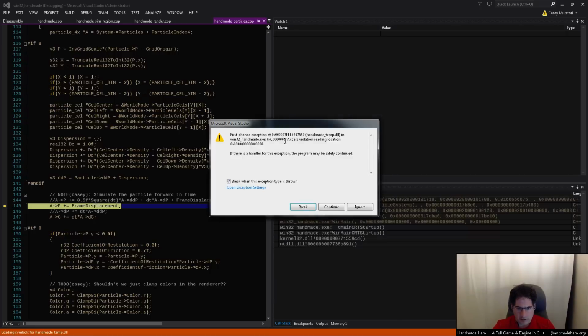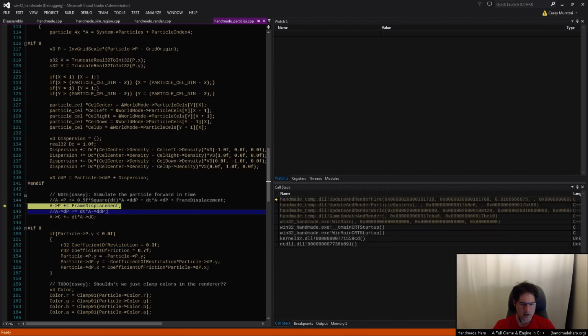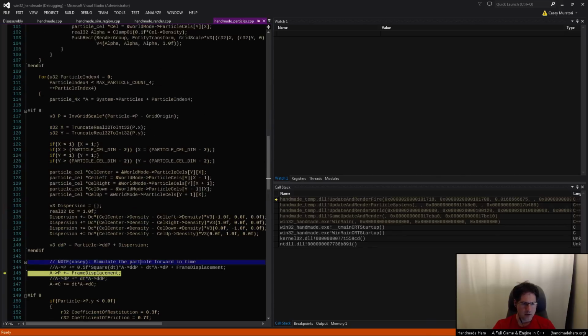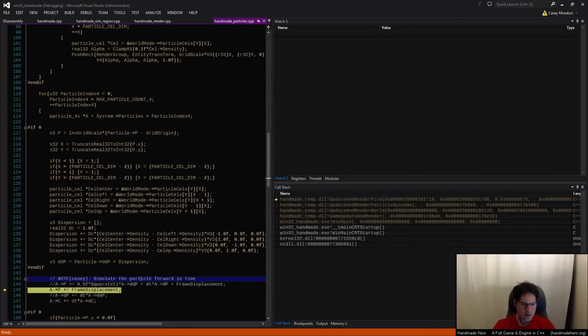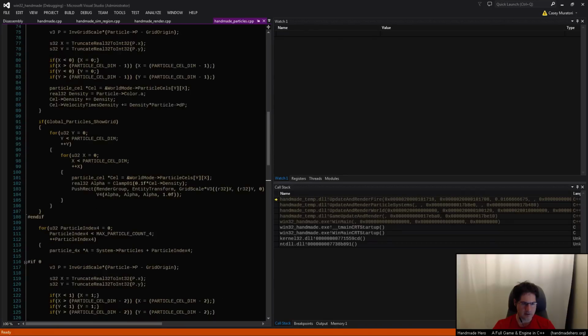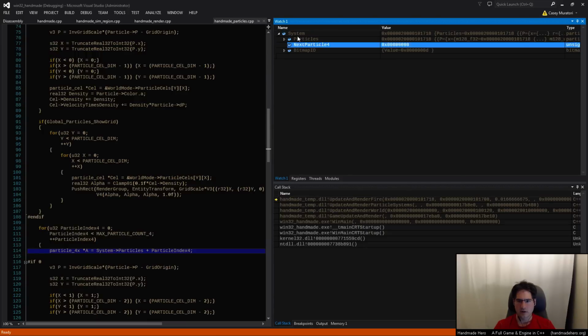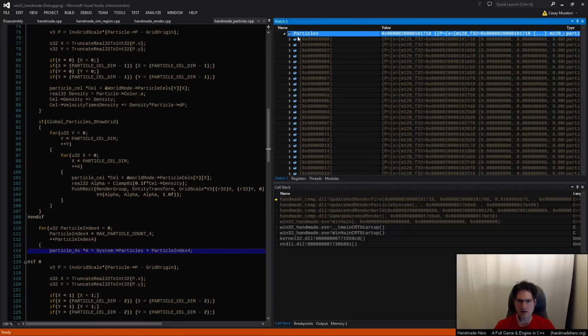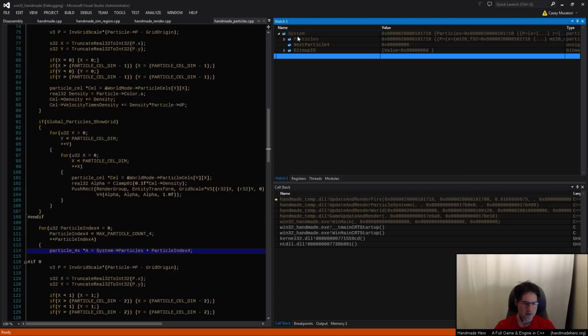What was my crash type? Access violation reading null. Okay. Who is telling you to read null? Obviously it's a dash, so that means system particles plus particle index is somehow equal to null. Is system known? Can I inspect system at all? My particles is definitely not null. So what are you talking about there, big guy?